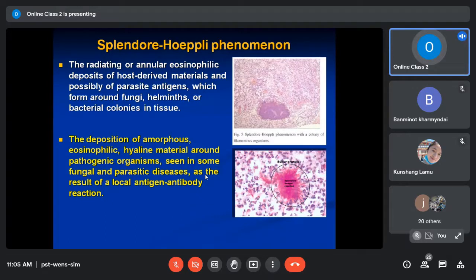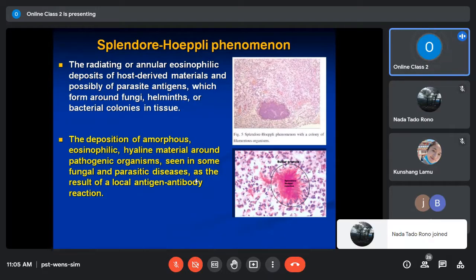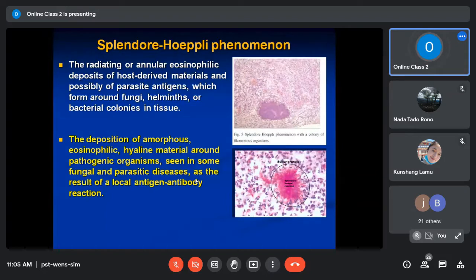But one phenomenon you may come across in the examination is known as the Splendore-Hoeppli phenomenon. It occurs in these two diseases, or sometimes in parasitic or fungal infections. In the central necrotic area, you may find eosinophilic deposits of host-derived, hyaline-type material around the pathogenic organism, maybe bacteria, fungus, or sometimes even parasites, showing a radiating, Indian-club-like structure.